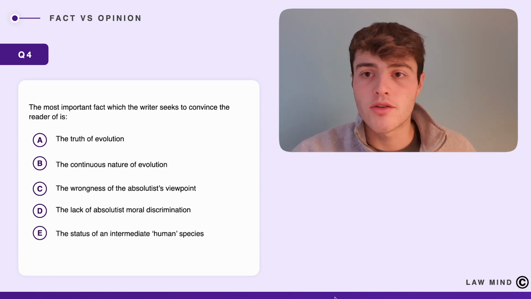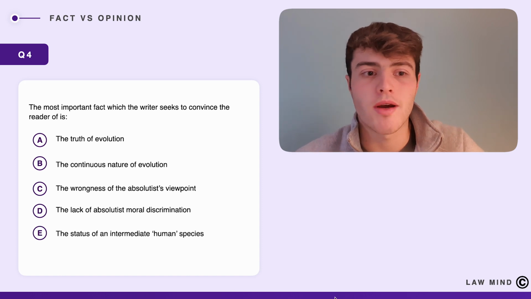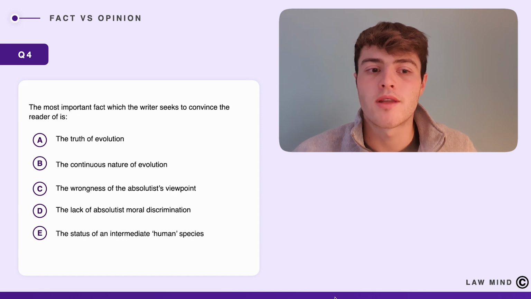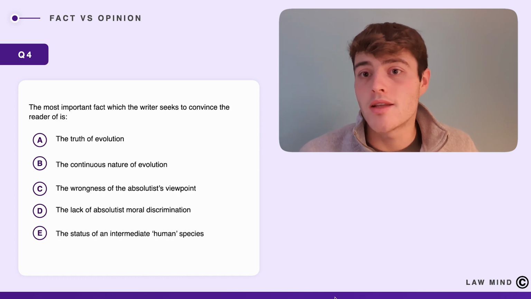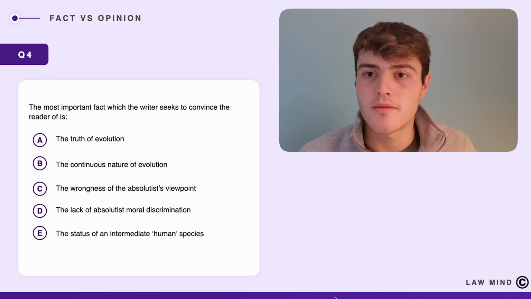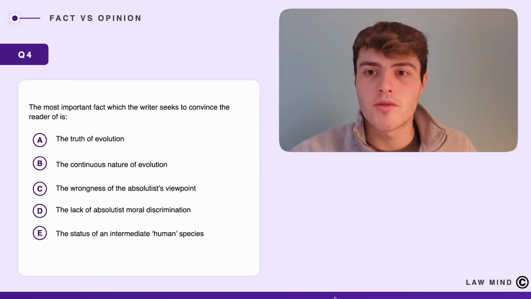So have a look at these answer options. Note that some of them are quite similar. A talks about the truth of evolution, whilst B talks about the continuous nature of evolution. C talks about the wrongness of the absolutionist viewpoint, whereas D talks about the lack of moral discrimination in the absolutionist viewpoint. So A and B and C and D all talk about the same sort of thing. If you've got an answer in your head, we'll go through to discuss whether you're right.